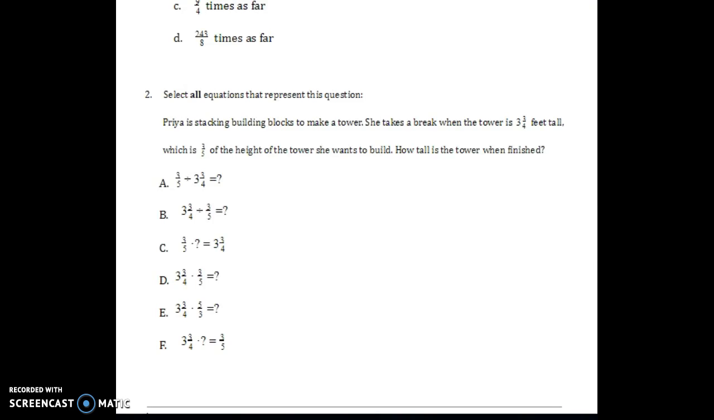A. 3/5 divided by 3 3/4 equals question mark. B. 3 3/4 divided by 3/5 equals question mark. C. 3/5 times question mark equals 3 3/4. D. 3 3/4 times 3/5 equals question mark. E. 3 3/4 times 5/3 equals question mark. F. 3 3/4 times question mark equals 3/5.